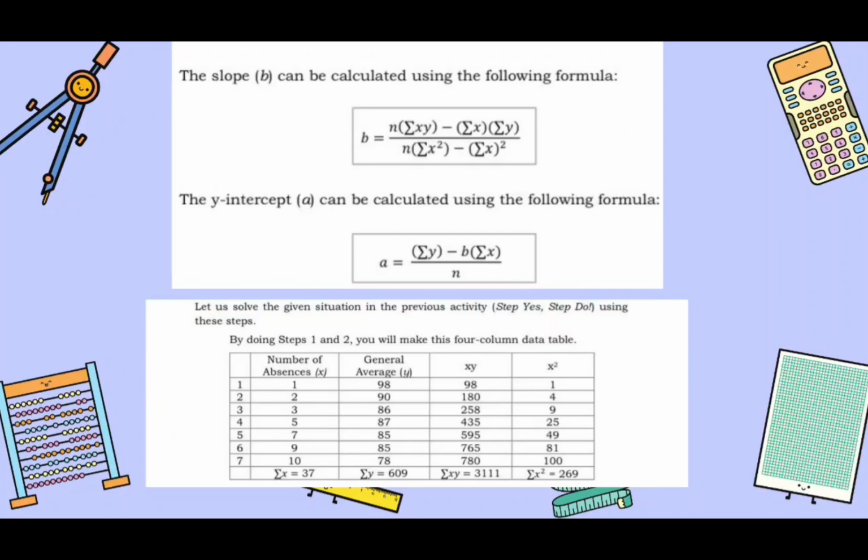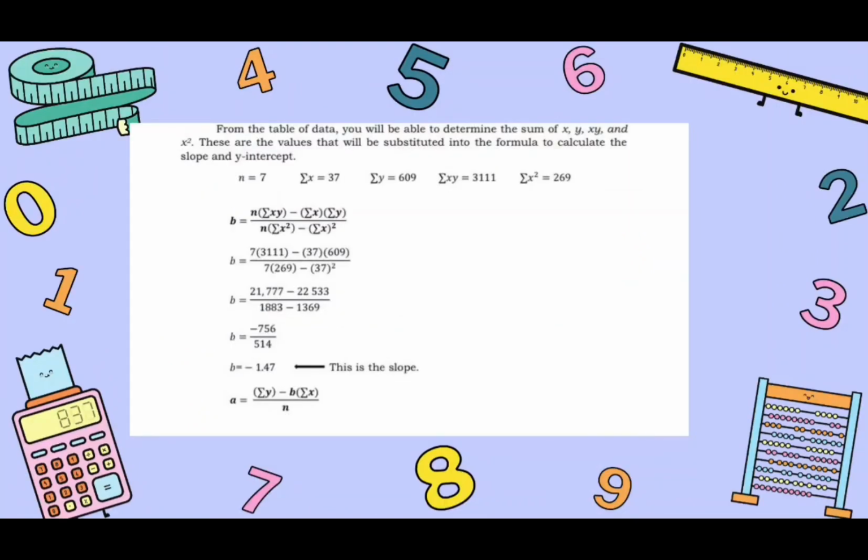And you need to square the x, the number of absences, to get x squared, which is 1 raised to the power of 2 is 1, and 2 raised to the power of 2 is 4, 3 raised to the power of 2 is 9, and so on. From the table of data, you will be able to determine the sum of x, y, xy, and x squared. These are the values that will be substituted into the formula to calculate the slope and y-intercept. So n is equal to 7, and so on.